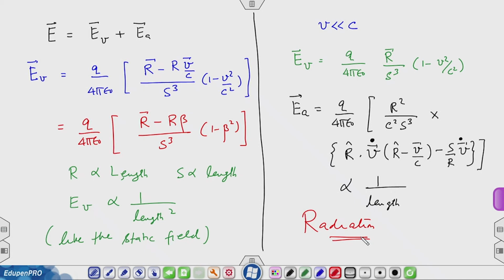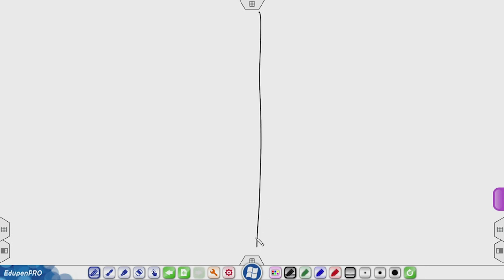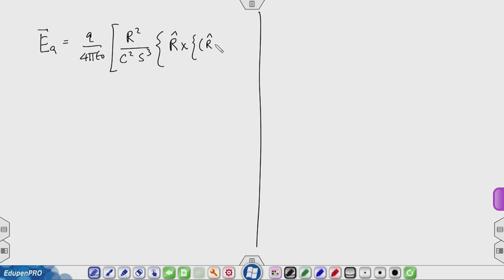This term is conveniently written as E A equals Q over 4 pi epsilon 0, R square over C square S cubed, R unit vector crossed with R unit vector minus V by C, cross V dot over C. So, this has all these cross products, and you can see this is perpendicular to R.